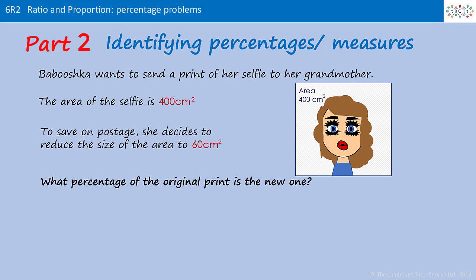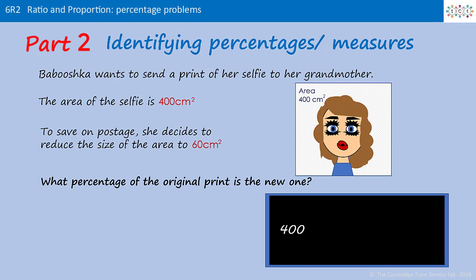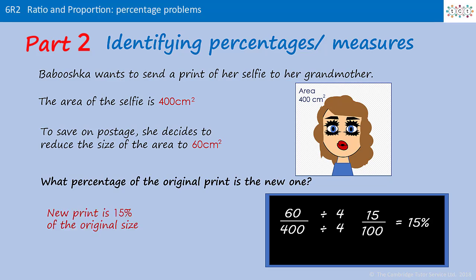There's no need to panic, you're just using the numbers in exactly the same way as we did with the previous problems. Out of the total 400 centimetres squared, Babushka wants to use only 60. We're going to turn that denominator again into 100, so we divide 400 by 4. Therefore, we divide 60 by 4, which gives you 15 over 100, and that's 15%. The new print is 15% of the original size.